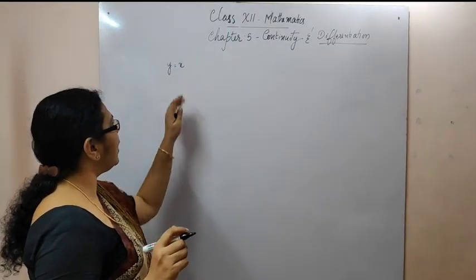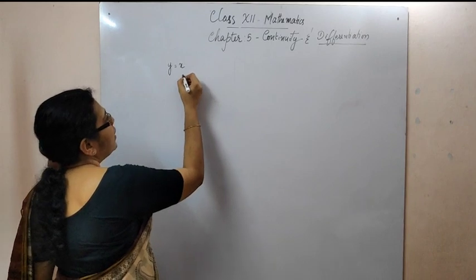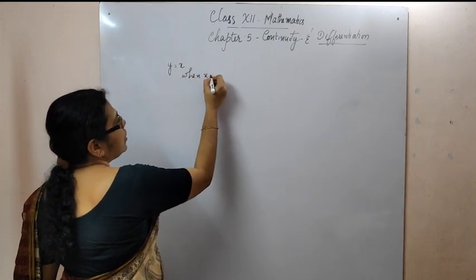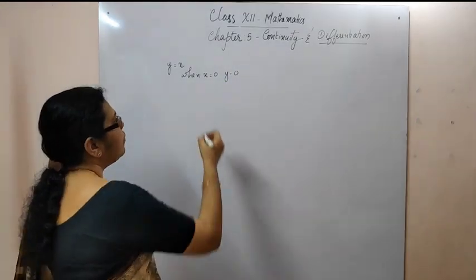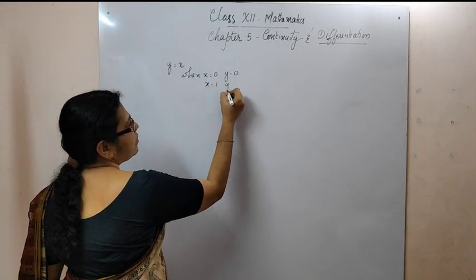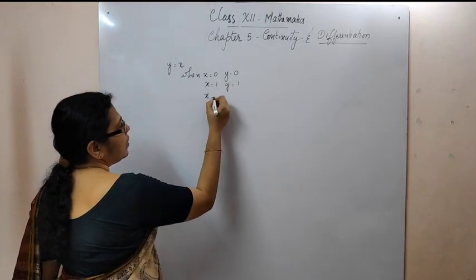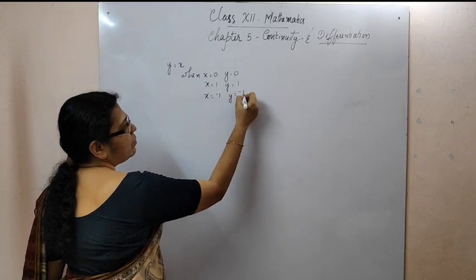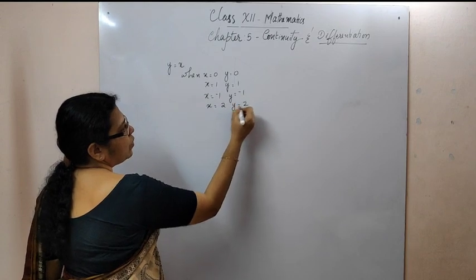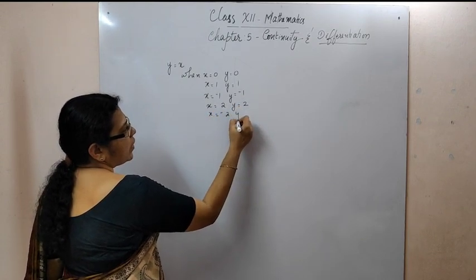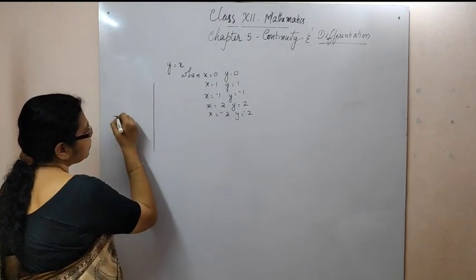y is equal to x is a function that is defined in the set of real numbers. When x is equal to 0, what is the value of y? y is also equal to 0. When x is equal to 1, what is the value of y? y is also 1. x is equal to minus 1 gives y is equal to minus 1. x is equal to 2 gives y is equal to what? 2. x is equal to minus 2 gives y is equal to what? Minus 2. Now let me draw the graph of this function.